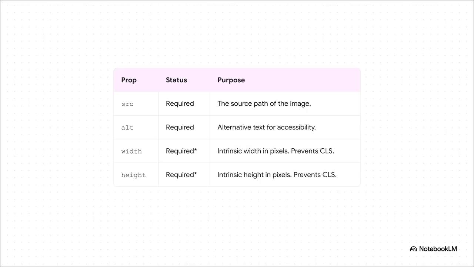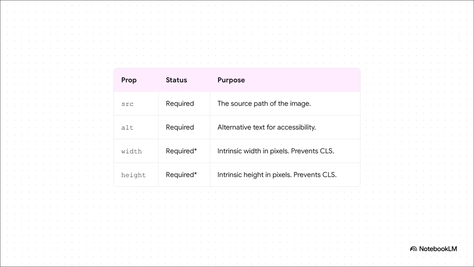And if you look at its core props, you can really see the philosophy at work. Of course, src and alt are required. That's just good accessibility. But notice width and height are also required. This isn't to annoy you, it's a brilliant design choice that forces you to follow best practices. It lets Next.js know exactly how much space to save for the image, killing layout shift before it even has a chance to happen.